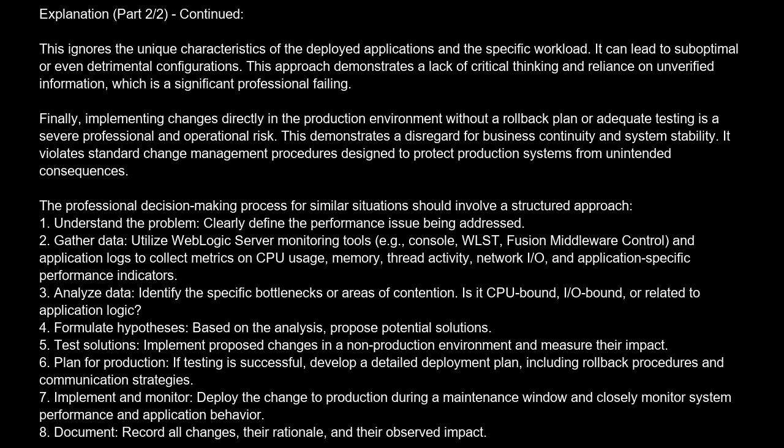4. Formulate hypotheses. Based on the analysis, propose potential solutions. 5. Test solutions. Implement proposed changes in a non-production environment and measure their impact. 6. Plan for production. If testing is successful, develop a detailed deployment plan including rollback procedures and communication strategies. 7. Implement and monitor. Deploy the change to production during a maintenance window and closely monitor system performance and application behavior. 8. Document. Record all changes, their rationale, and their observed impact.